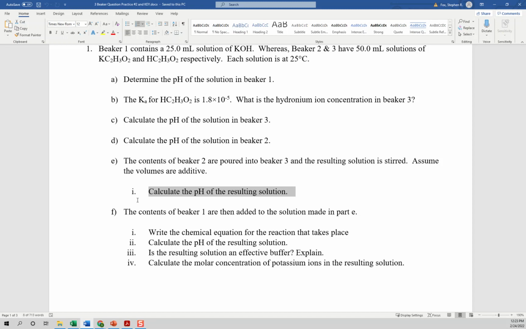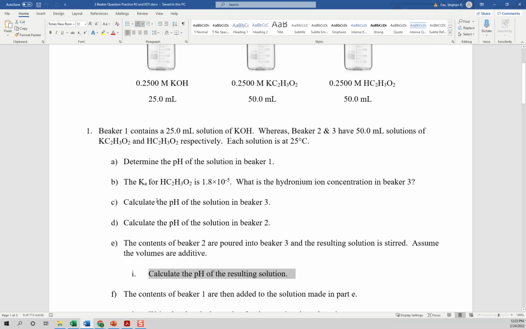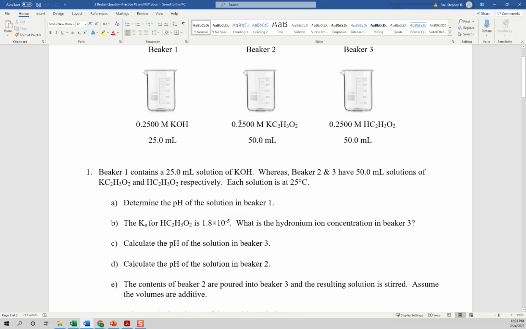Another thing, a time saver. Remember, right at the beginning, we said equal molarities and equal volumes means equal moles. So we have equal moles of our conjugate acid-base pair in our buffer system. That means pH equals pKa.